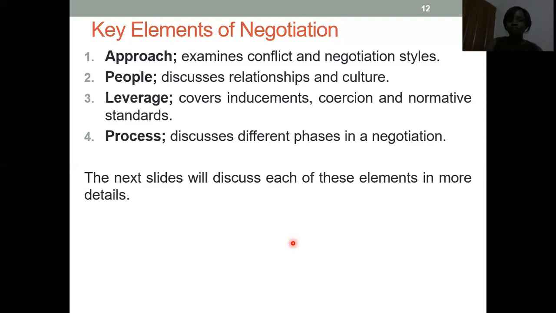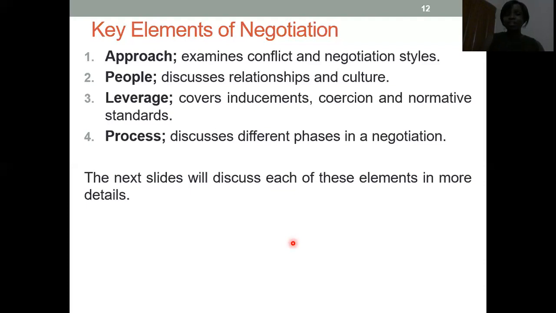Then you also have leverage. Leverage looks at inducements, coercion, and normative standards. Inducements look at small things like gifts that you're going to give to the other party, small concessions that you give to the other party. Also, coercion, where you need to coerce them into doing some things. Sometimes it may be in monetary terms or whatever you can come up with. We shall look at leverage in more detail in that particular class.